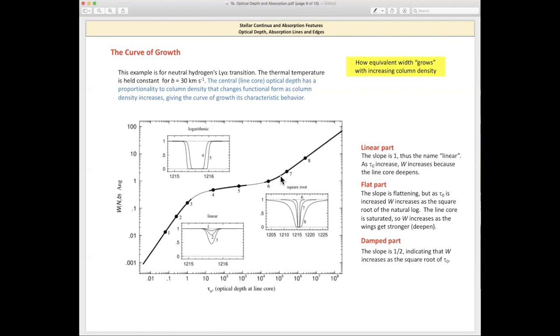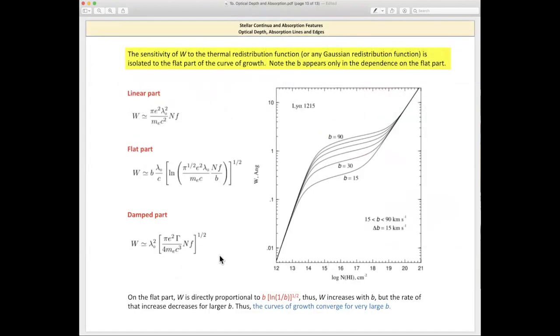So this is called the curve of growth. Slope is 1. You're growing the depth of the line. Basically, as you go up in column density, your equivalent width goes up linearly with it in log space, or in direct proportion. Here's flat. You are just basically increasing the wings, and so the equivalent width grows very slowly. And here you start to get the damping wings, and you start to grow as the square root of your increase. Here is a typical curve of growth for a Lyman alpha line.